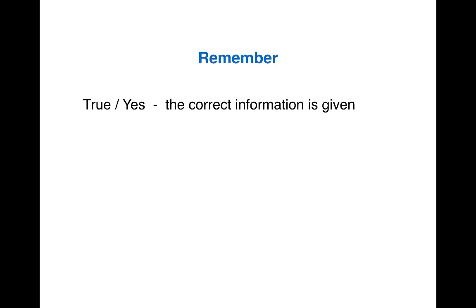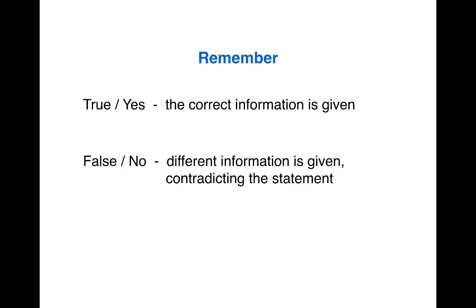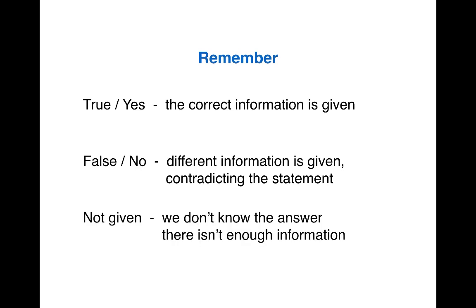Now let's make sure we understand when to put true, when to put false, and when to choose not given. Remember, true or yes is when the correct information is given in the passage and you can definitely show that. False or no is when different information is given contradicting the statement. So whatever the question statement says, the information in the passage is different, maybe opposite. It proves that the statement is wrong. And for not given, we don't know the answer because there isn't enough information, or sometimes there isn't any information.